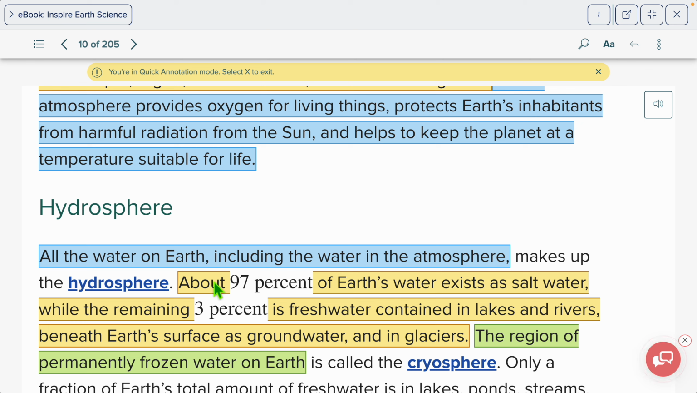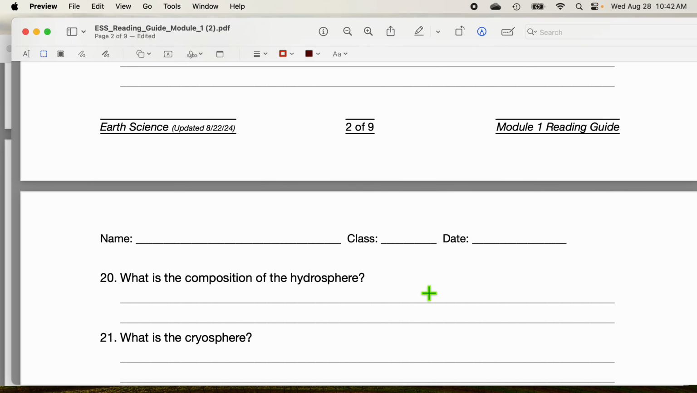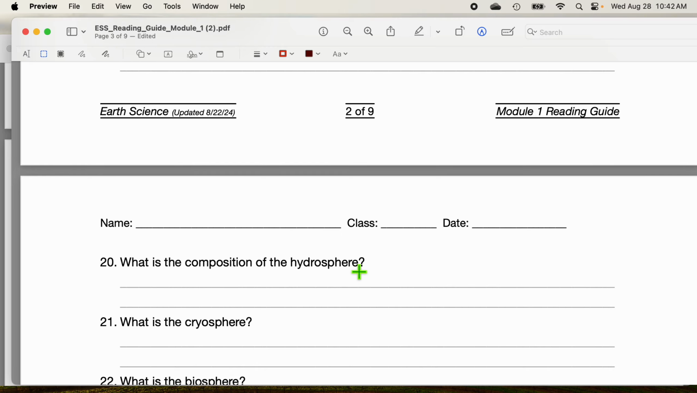Composition of the hydrosphere is about 97% of Earth's water exists as salt water, while the remaining 3% is fresh water contained in lakes and rivers, beneath Earth's surface as groundwater, and in glaciers. Okay. So that is number 20, composition of the hydrosphere.